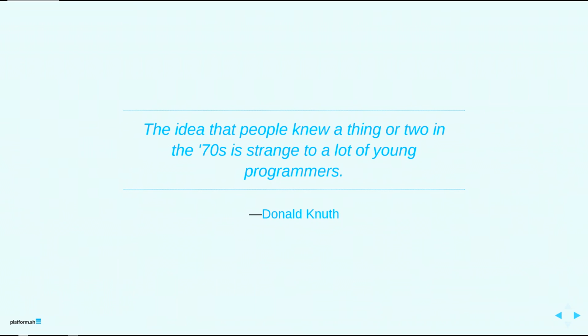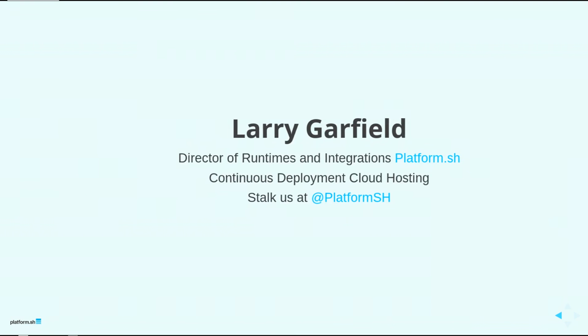This is 40-year-old knowledge, and it comes as a surprise that people knew a thing or two in the 70s. This is strange to a lot of young programmers. Donald Knuth, the author of The Art of Computer Programming and the father of analysis of algorithms, he's right. What can we learn from this?